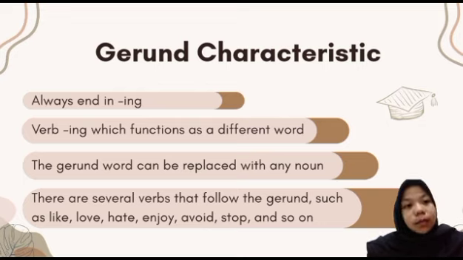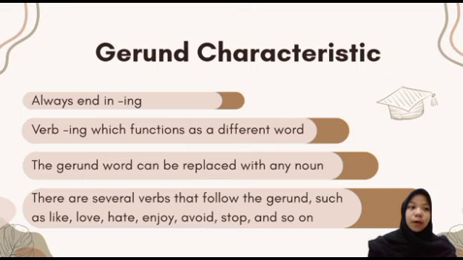Okay, I will explain about gerund characteristic. Gerund characteristic is always a verb in -ing form which functions as a different word. The gerund word can be replaced with any noun. There are several verbs that follow the gerund, such as like, love, hate, enjoy, avoid, stop, and so on.